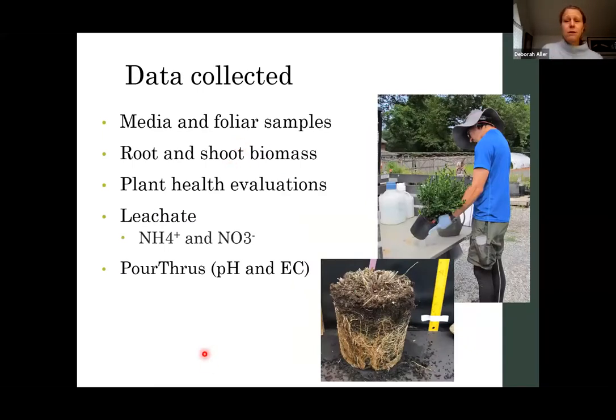Just what data we were looking at, we analyzed the media itself, foliar analysis during the season, looked at the root and shoot biomass. So here's a picture of a root ball, and we looked at the above ground biomass weight. We did periodic plant health evaluations, and this was looking for signs of sclerosis, for pests, for disease, overall plant health. And we analyzed the leachate for total nitrogen and ammonium and nitrate in particular.